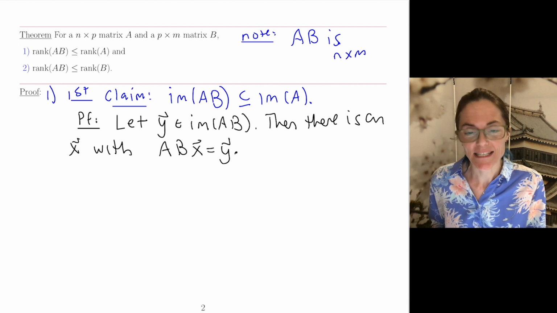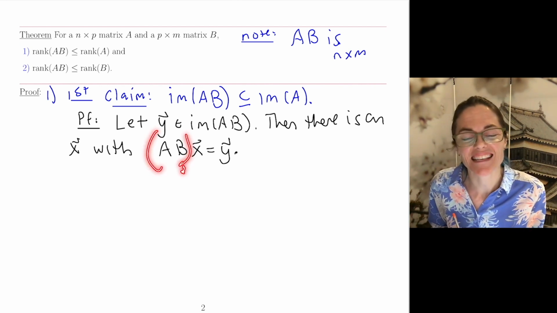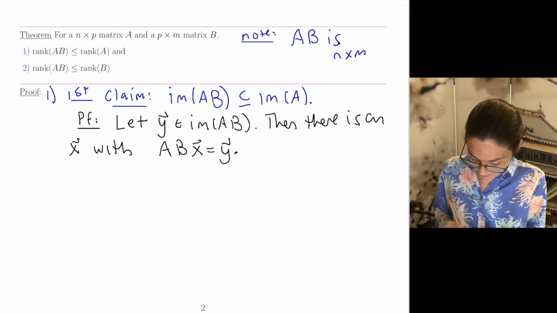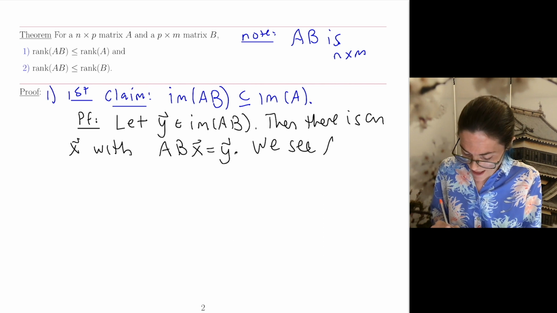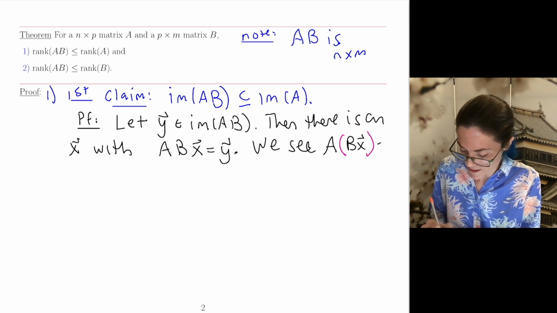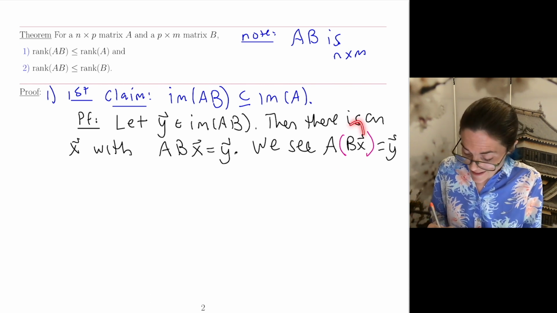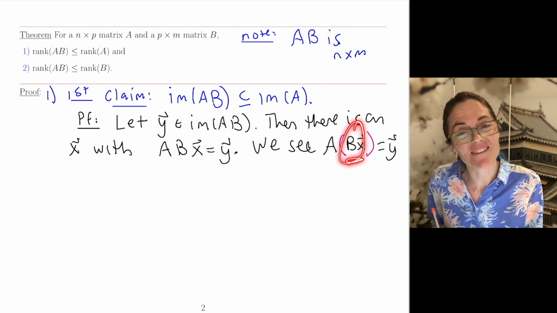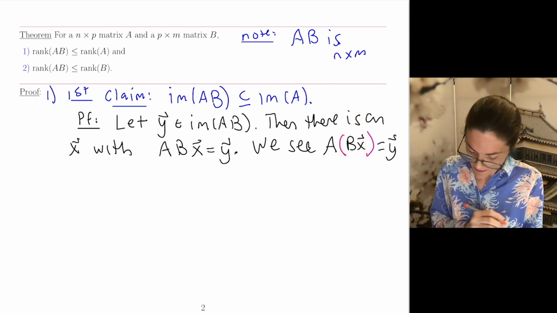Well, again, I can just group things differently. So first, I'm thinking about this, right? AB times x is y. We see, just group it differently. We have A, and then group this, Bx. This, again, is associativity, equals y. And so we have found a vector here. This is a vector such that A times that vector is y.